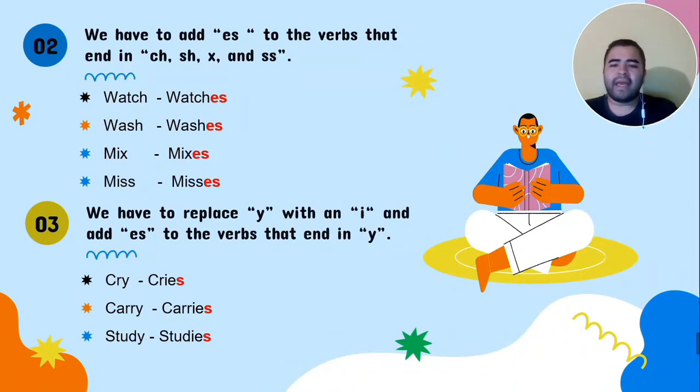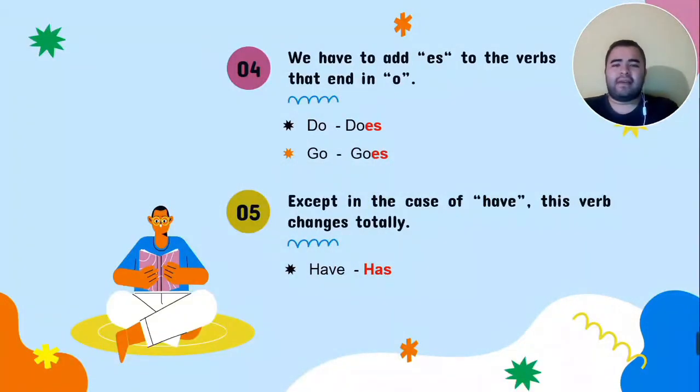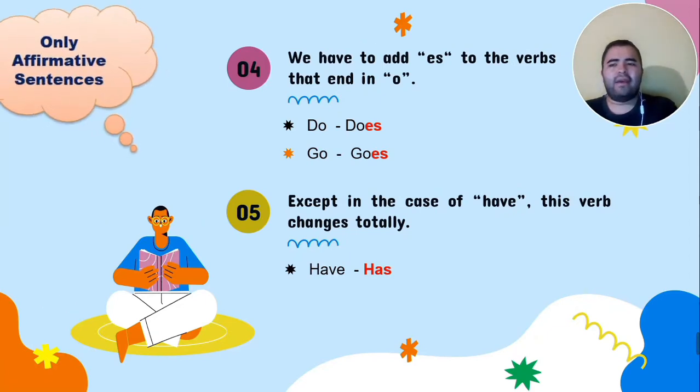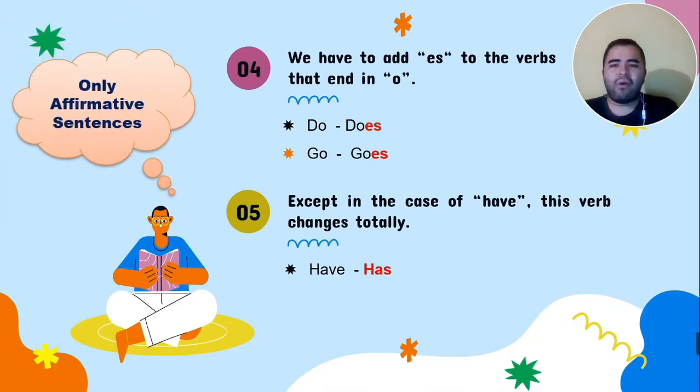The third rule says when a verb ends in y, we have to replace that letter with an i and add es at the end. For example, cry is cries, carry, carries, study, studies. The fourth rule says when a verb ends in o, we only have to add es at the end. For example, do, does, go, goes. And the last rule says that the verb have is an exception in third person. For example, have, which is the base form. In third person, it would be has. And please keep that in mind. All these rules are only for affirmative sentences.